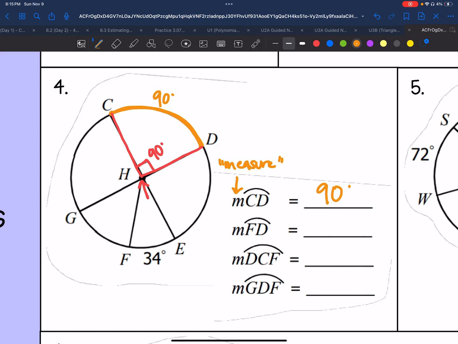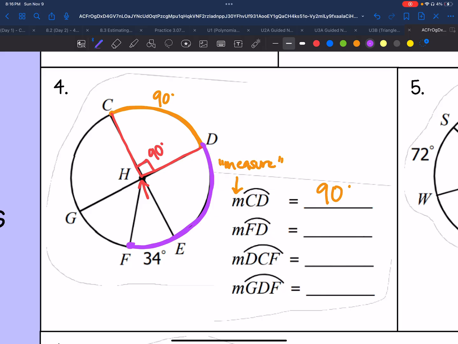All right, next we are asked to find the measure of arc FD. So this is where we're going to have to start using the concepts of our whole circle being 360 degrees and half a circle being 180. So if we look, FD is this entire arc right here.